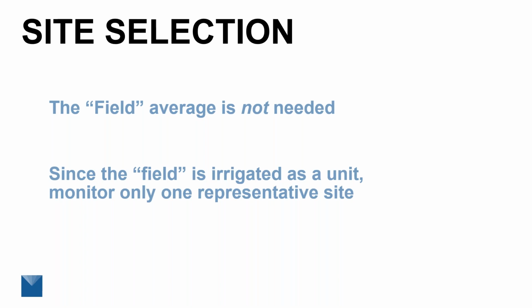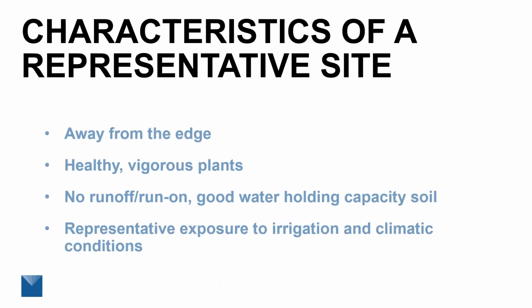Now, as technology advances, we're seeing more and more variable rate irrigation systems, and successful irrigation with a VRI system will obviously require more monitoring spots. But for our discussion today, let's assume that we're irrigating a field as a unit. So these are the things that we need to pay attention to in selecting the site.